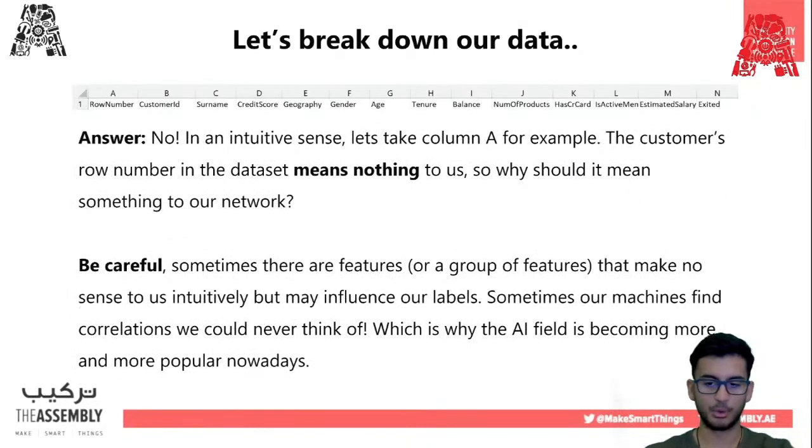Now the answer is no. And to understand why, let's think about it intuitively. Let's take the first column, the row number. Would that give us any useful information about our customer? I mean, it doesn't mean anything to us, so why should it mean something to our machine? But be careful, sometimes using this logic, there are some features that we may believe make no sense to us, but in fact have a very big effect on our labels. Our machines are able to find some correlations that we would never think of, which is why many people believe that AI is the future in almost every industry.